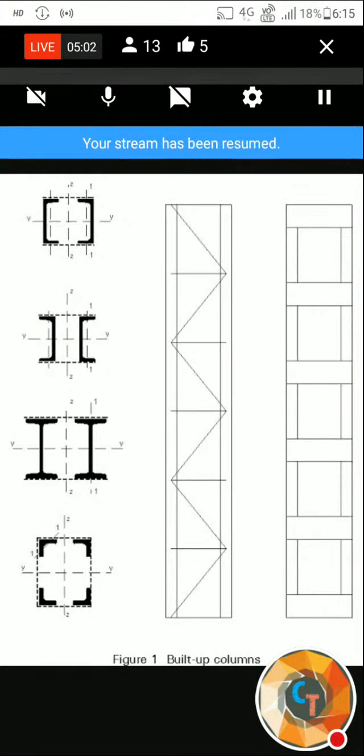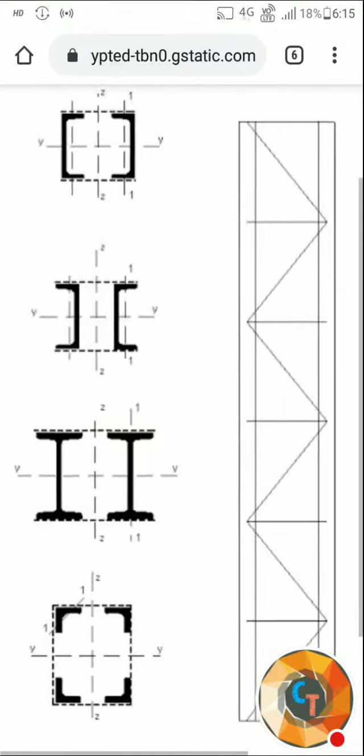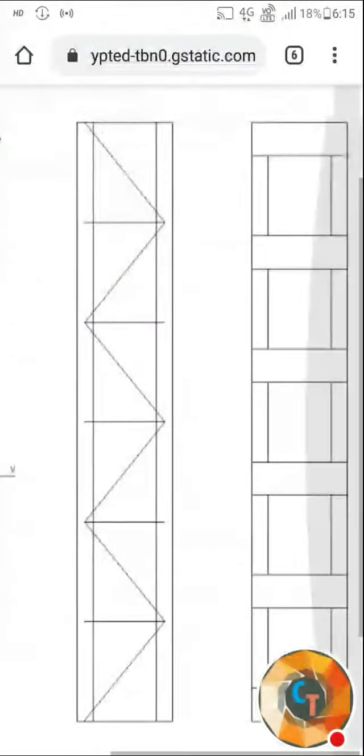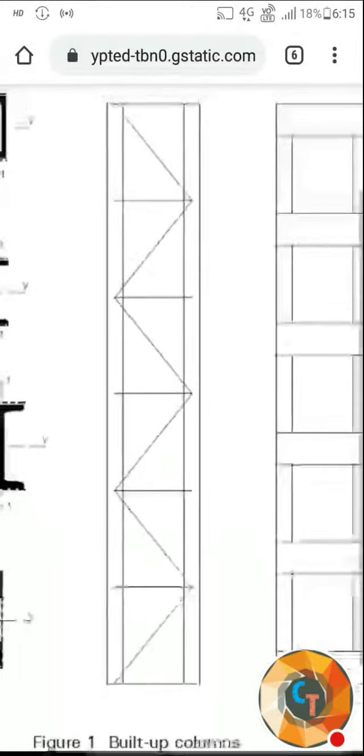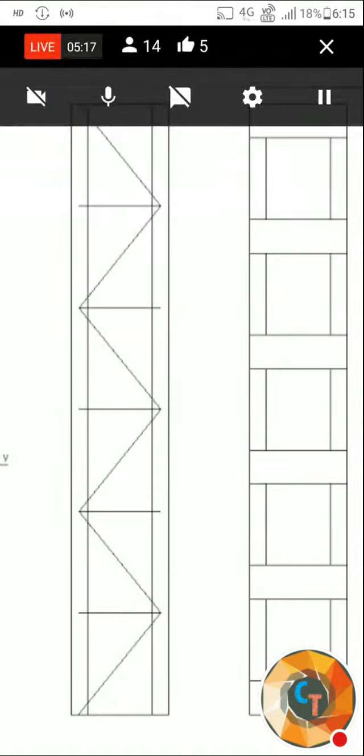Here in this figure, you can see the cross sections of lacing or battened columns. It may be lacing or batten. The first one is a lacing column, and the second one is a battened column. Is it clear? The audio and video is clear. The first column is a lacing column, the second one is a battened column.